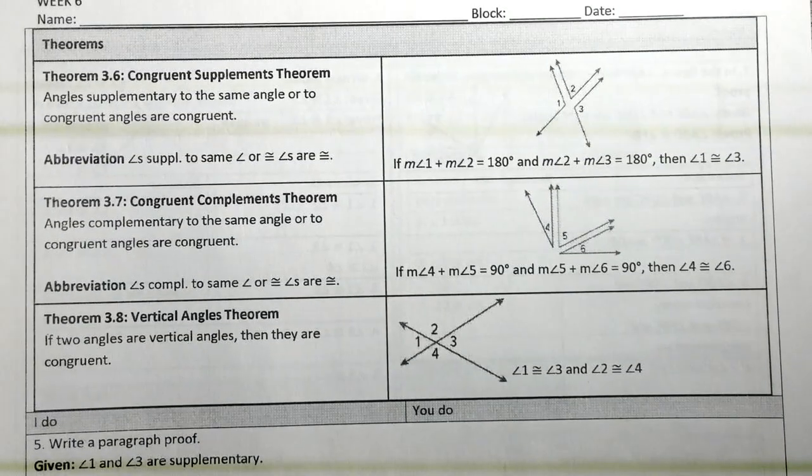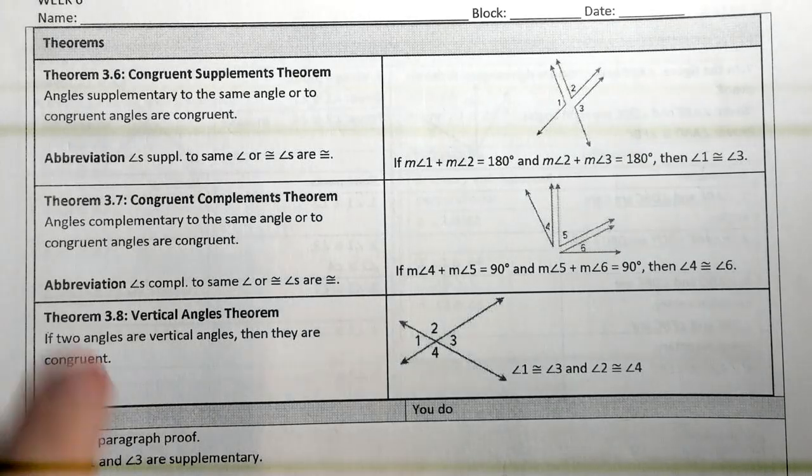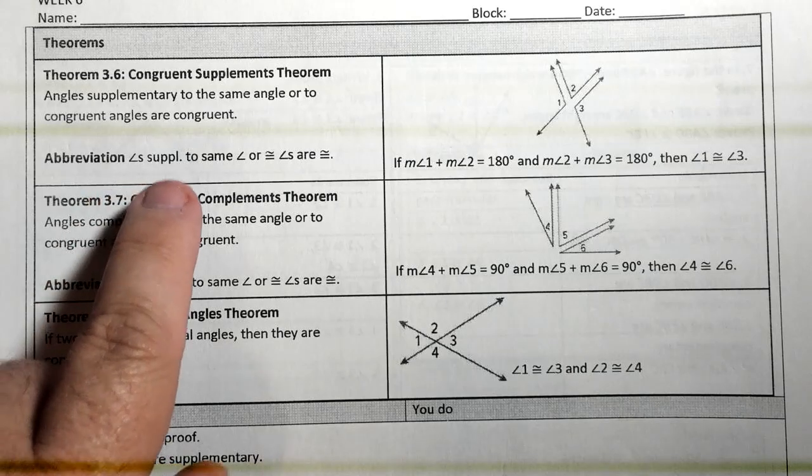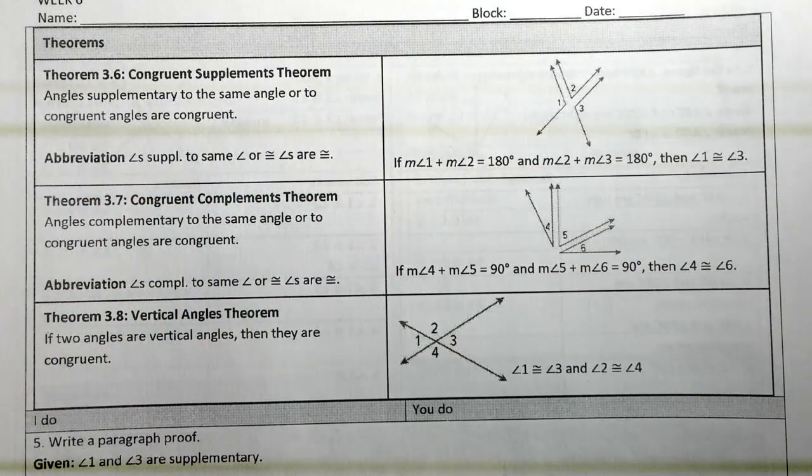Okay, page 8. Got some more theorems. Theorem 3.6 is the congruent supplements theorem. So angles supplementary to the same angle or to congruent angles are congruent. The abbreviation here is angles supplementary to the same angle or congruent angles are congruent. So like in the example over here, you have angles 1, 2, and 3. It says if angle 1 and angle 2 equal 180, and angle 2 and angle 3 equal 180, then 1 and 3 have to be congruent.